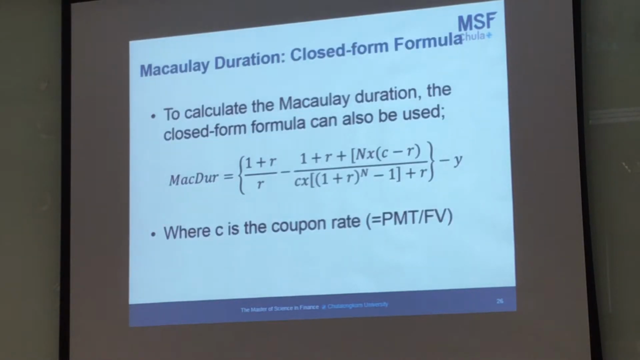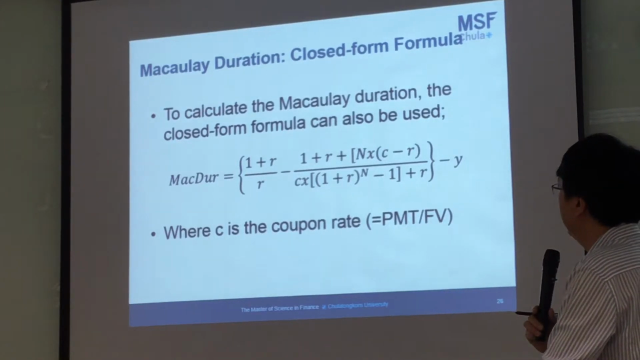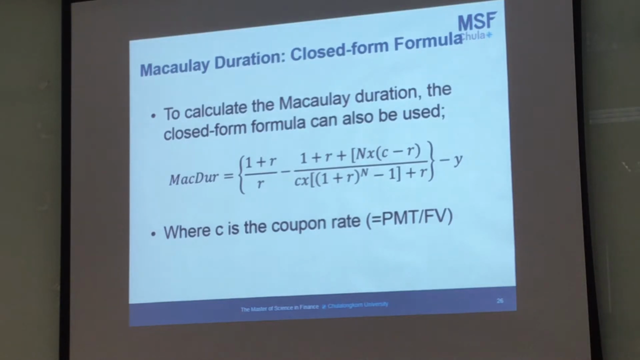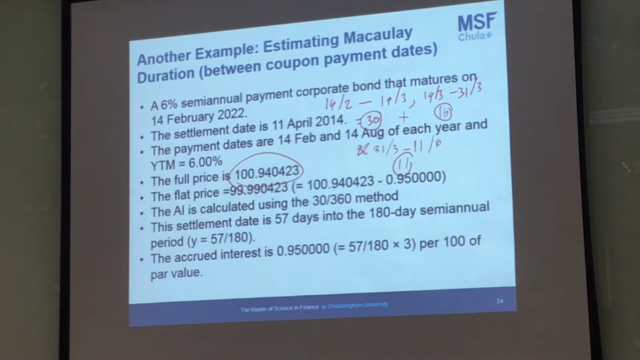Going back to the previous formula. Based on the example, the coupon rate will be 0.03, right? The coupon rate is 3, and the yield is 3. So in this case, the yield to maturity and the coupon rate are the same. But the price is not equal to par because of the accrued interest.